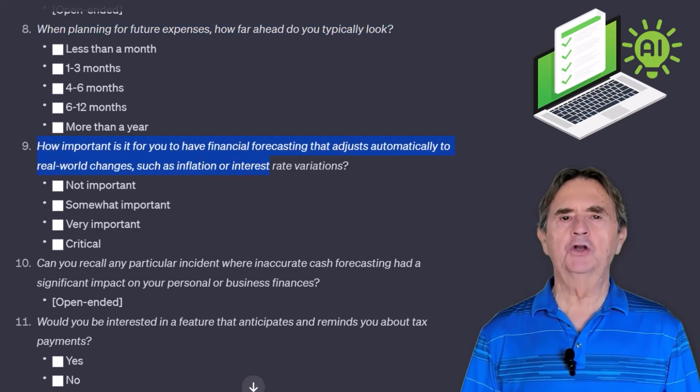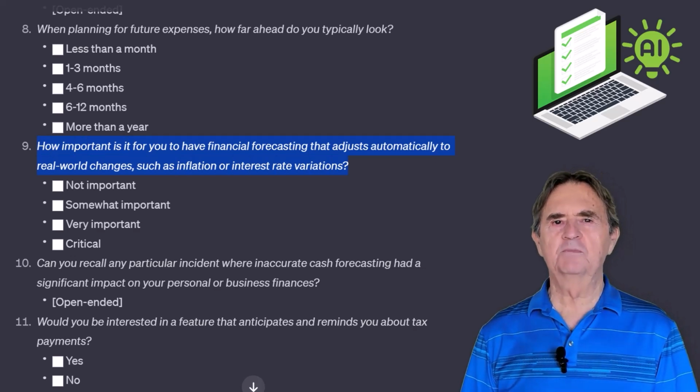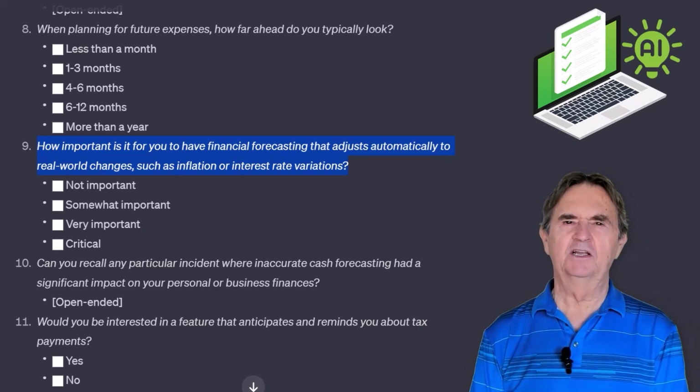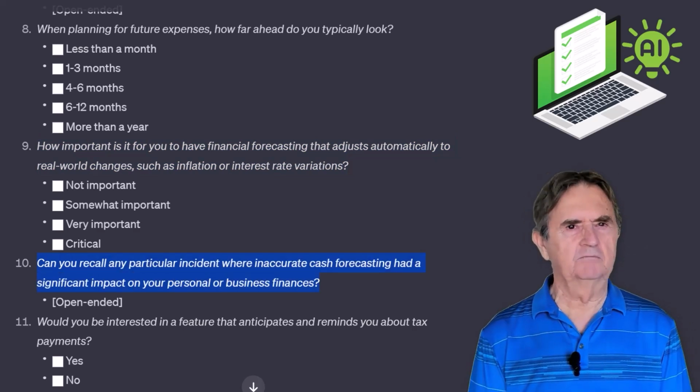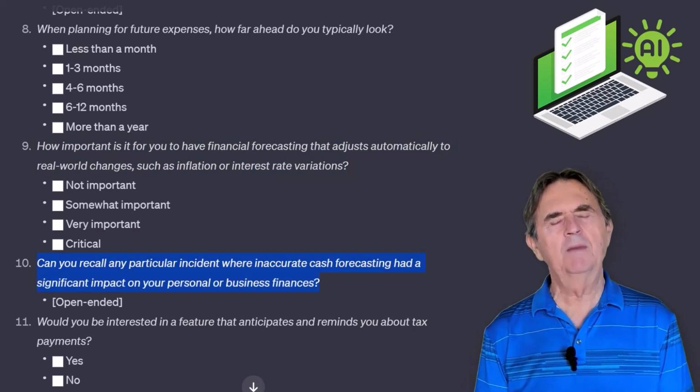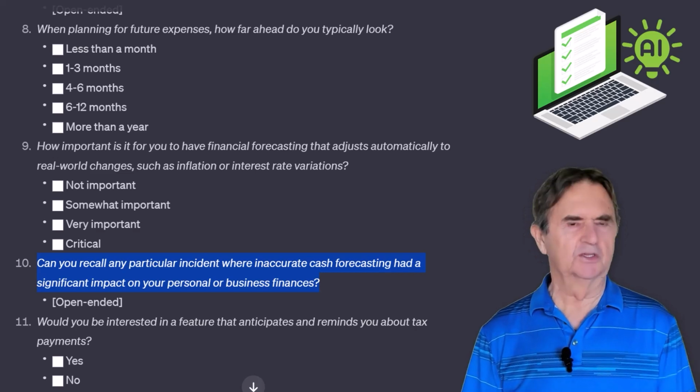I think 9's a loaded question. I'll wait and see what comes back before I form an opinion, but I think it is. Question 10 almost seems like a repeat of 6, whether they missed out on financial opportunities. So I might end up combining the two and tweaking the wording.